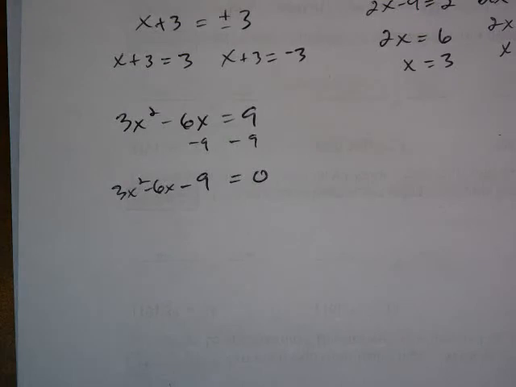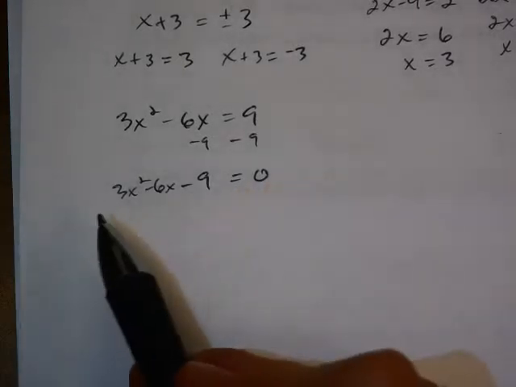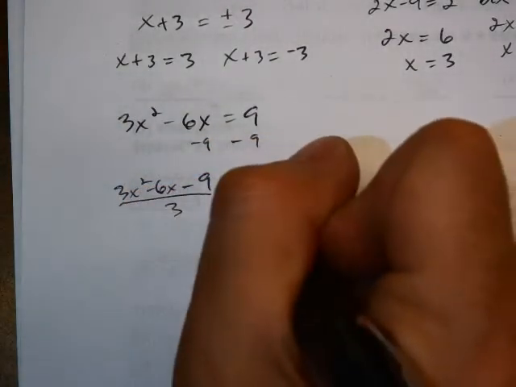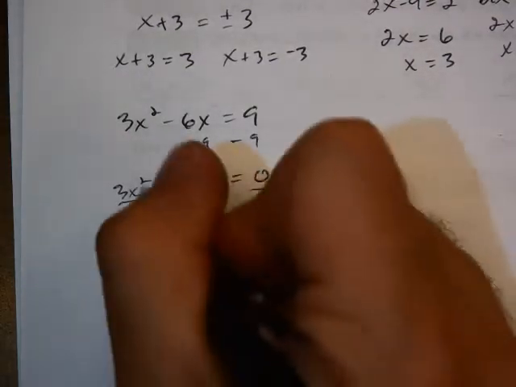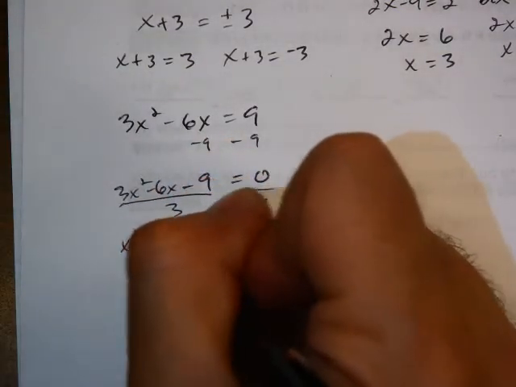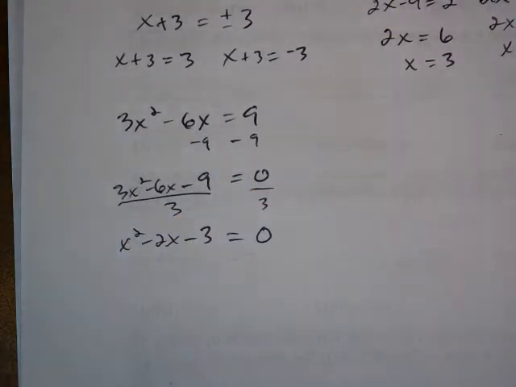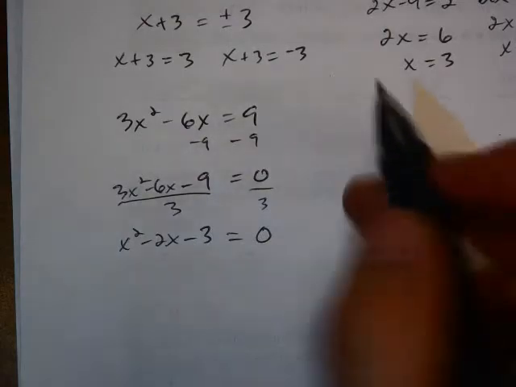Usually when you get to this point, you're either going to try to factor it, or if it doesn't factor, then you do the quadratic formula. One thing though, it's going to make life easier: when you look at these numbers 3, 6, 9, I can divide everything by 3. So I'm going to do that to both sides of my equation. This is just 0. This now becomes x² − 2x − 3. That is a lot easier to factor than 3x² − 6x − 9.